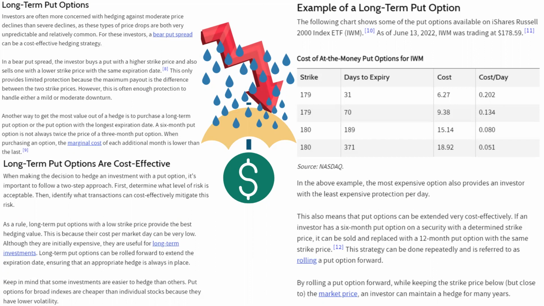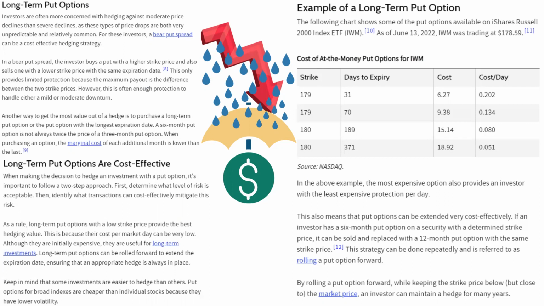Another way to get the most value out of a hedge is to purchase a long-term put option, or the put option with the longest expiration date. A 6-month put option is not always twice the price of a 3-month put option. When purchasing an option, the marginal cost of each additional month is lower than the last, meaning that the farther you go out, the less expensive theta is going to be basically on the option contract. And this makes long-term put options cost effective.